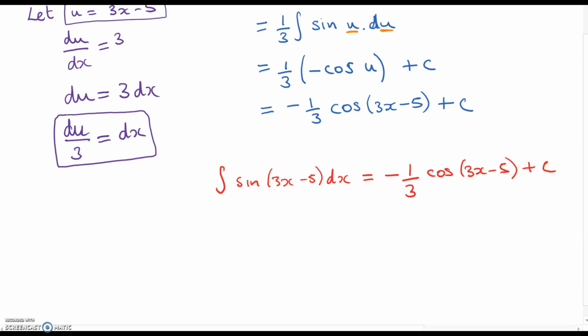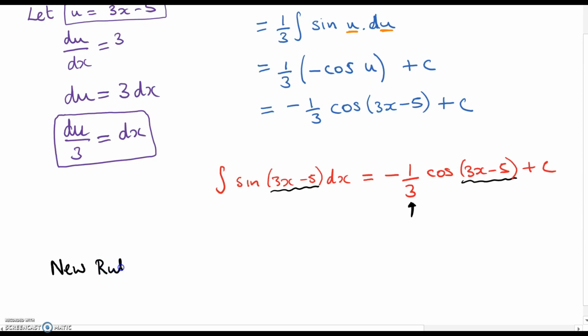So maybe there are a few things that you notice here. For instance, the argument here remains the argument here. The question is, what about this 1/3? Where do you think it came from? Well, 3 is the number that's multiplying x. We had 3x, and we end up with negative 1/3. So that's going to give us a new rule.